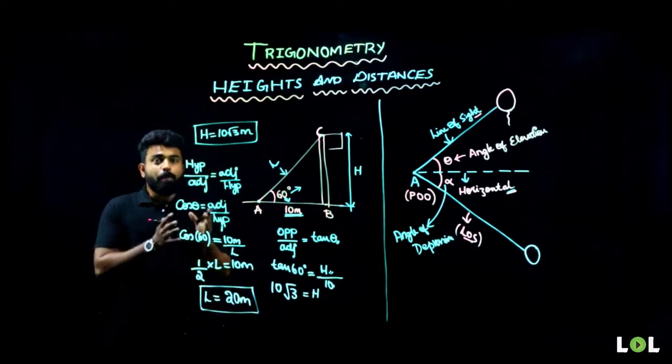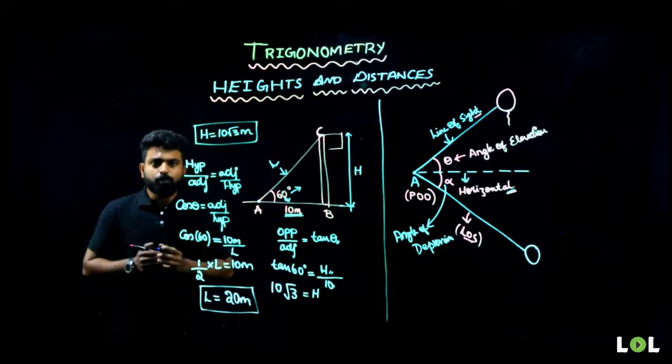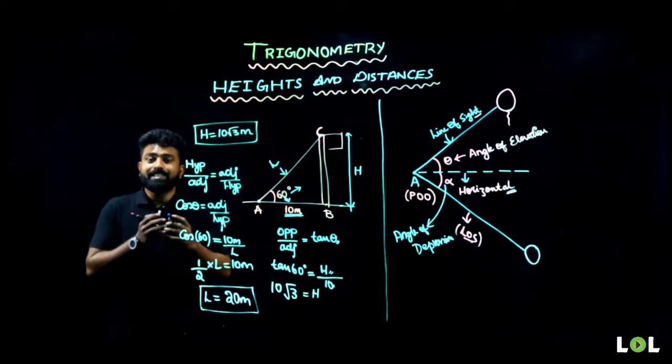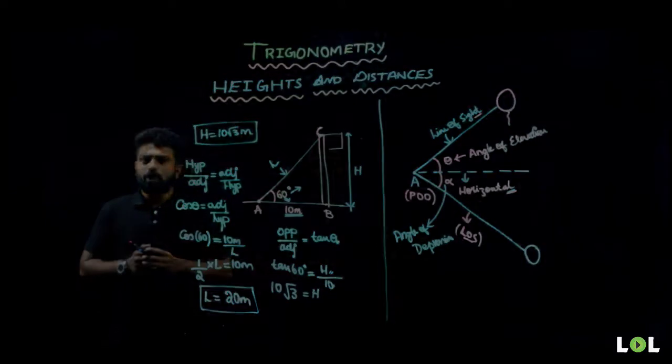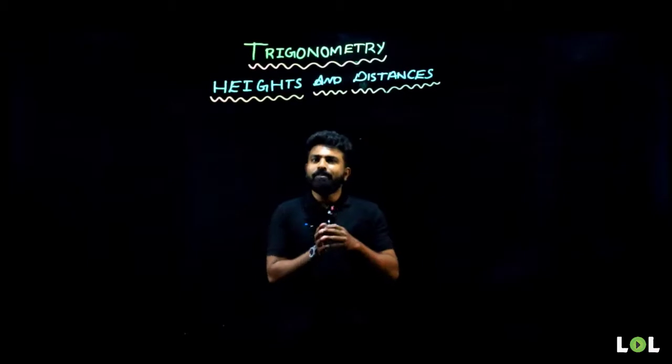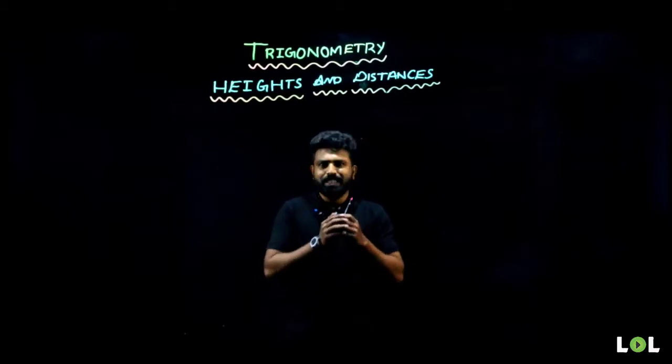So now I hope all these basics are clear to you, how we use trigonometric ratios to find height and distances. Now let us see different types of questions that can be asked from the same topic. Now let us see in how many different ways the same kind of questions can be asked.